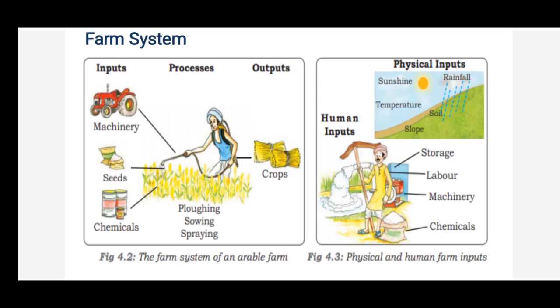Now physical inputs and human inputs. Physical inputs means sunshine, temperature, soil, slope, rainfall, all of those come under physical inputs. But here you see storage, labor, machinery, chemicals. All those are human inputs. So the human being itself is an input, children, because unless we put our effort into the cultivation, we cannot grow the crops. So you can see physical and human farm inputs in the other picture.